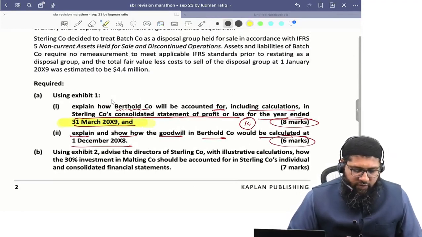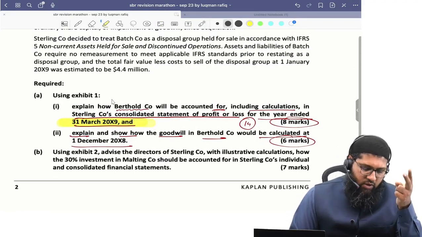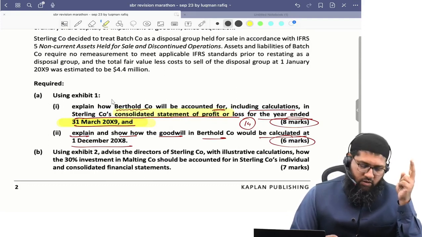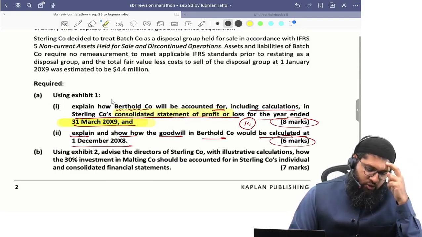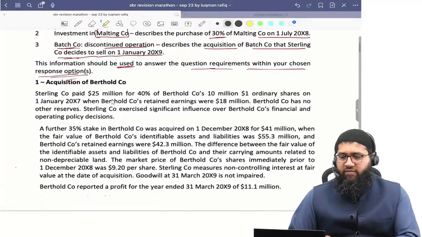What are we trying to do? We are trying to do it for 31st March 2009. There are two requirements. One is how it would be recorded in the consolidated P&L, and the second is how goodwill in Berthold should be calculated at 1st December X8. That's what we have to do. So let's start off and start discussing.